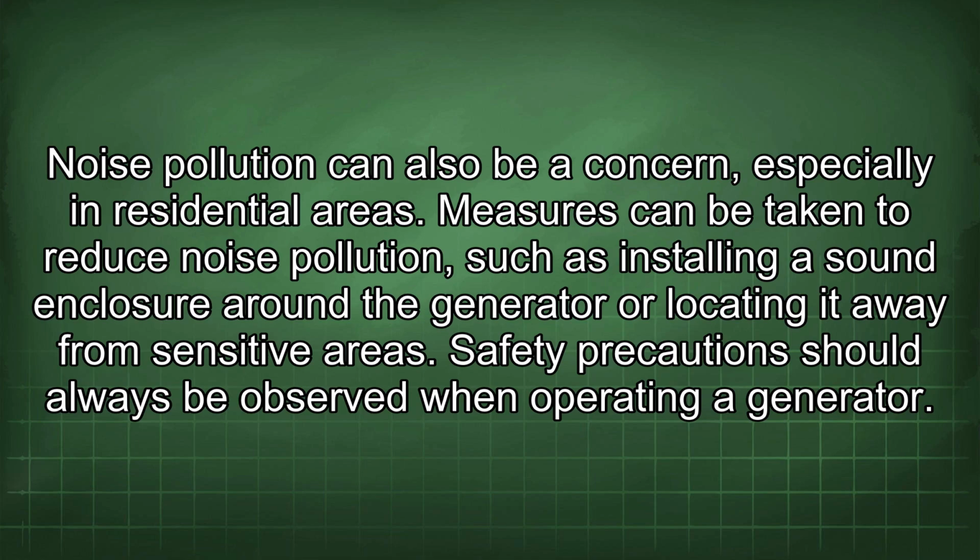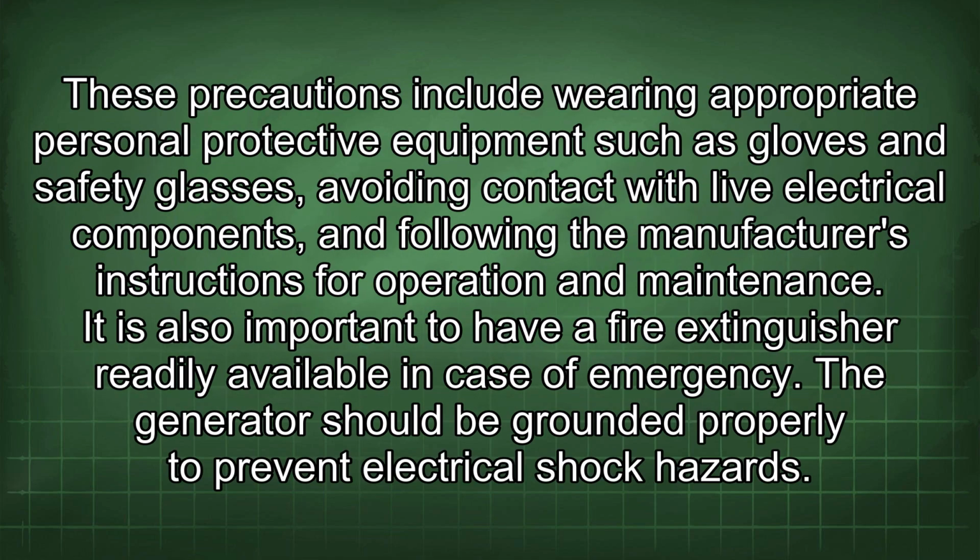Measures can be taken to reduce noise pollution, such as installing a sound enclosure around the generator or locating it away from sensitive areas. Safety precautions should always be observed when operating a generator. These precautions include wearing appropriate personal protective equipment such as gloves and safety glasses, avoiding contact with live electrical components, and following the manufacturer's instructions for operation and maintenance.